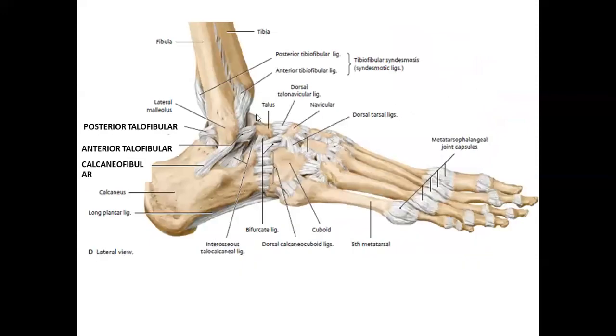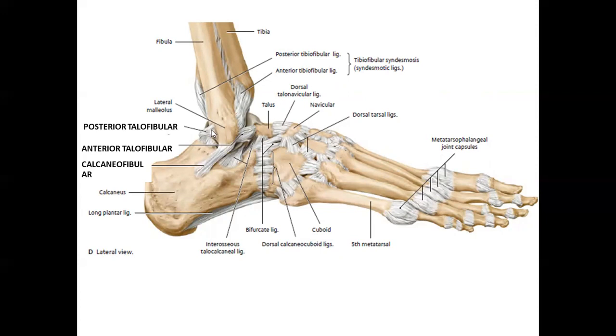Okay. Now, this is the lateral view. Laterally, we have an important ligament known as the lateral ligament of the ankle joint. It has three parts. It has an anterior part, known as the anterior talofibular ligament, between the talus and fibula, which is weak and flat, and extends from the lateral malleolus to the neck of the talus.